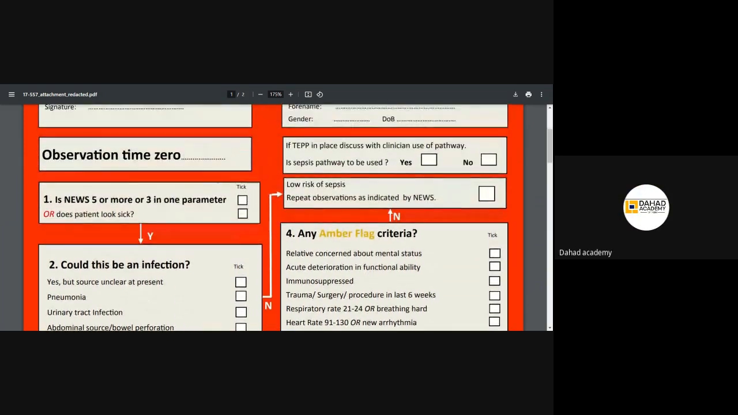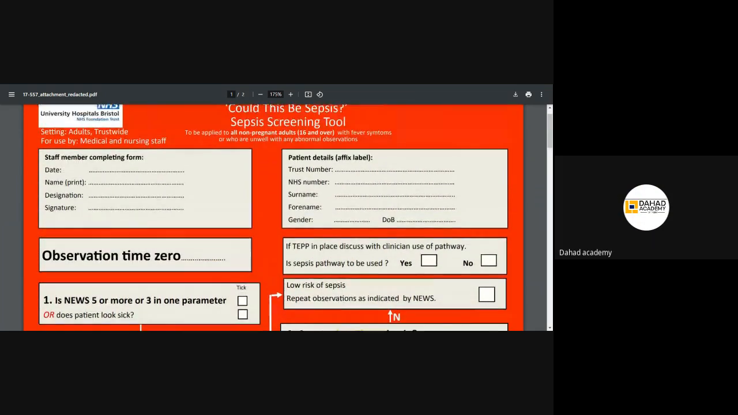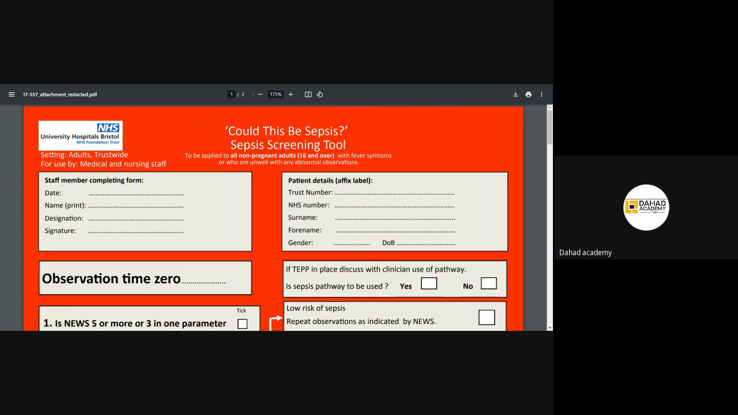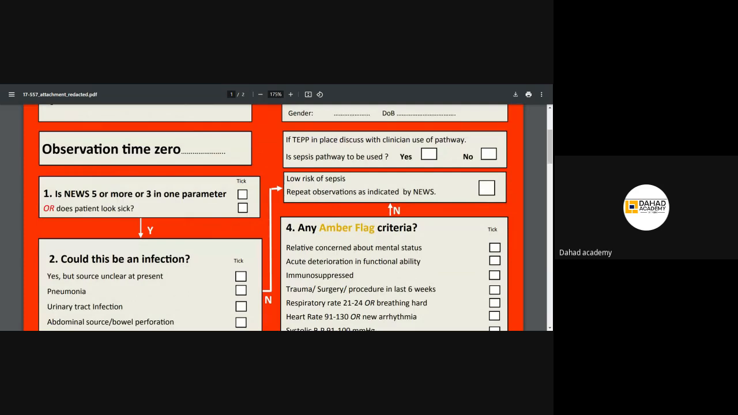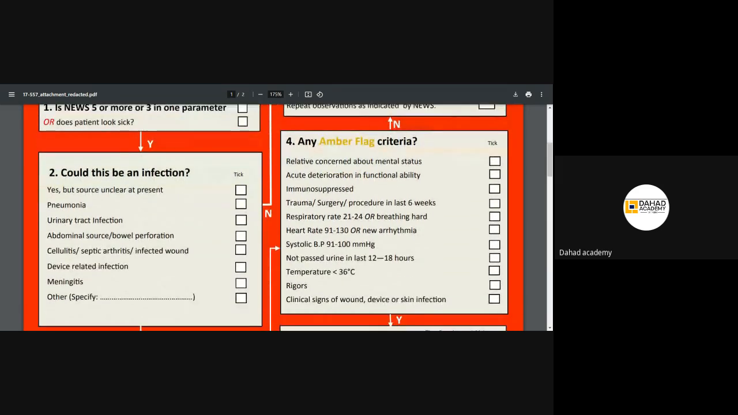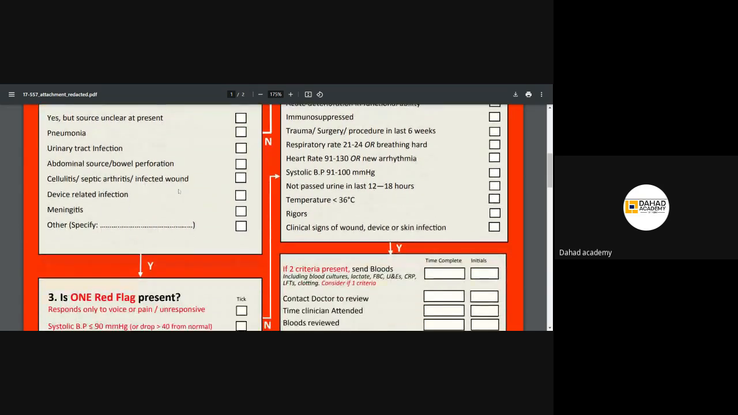Okay. So let's go through the sepsis protocol and see how to fill it. This part, can you see it? This part you will put the date and your name, and this is the patient details on the other side, and then find, is the patient scoring five or more in one parameter? If yes, tick the box. Is the source clear? Yes, it is urinary tract infection, or pneumonia, or cellulitis, or septic arthritis, or we don't know. The source is unclear yet.